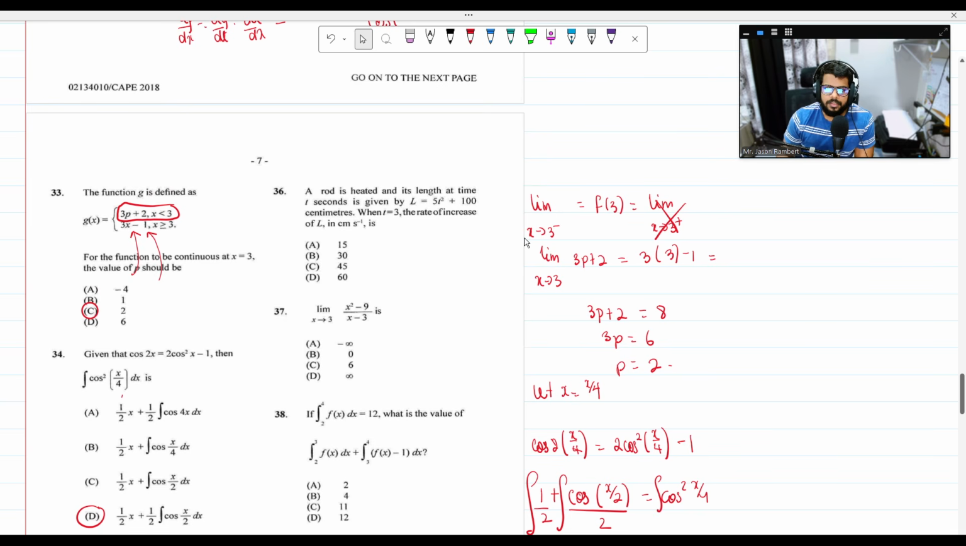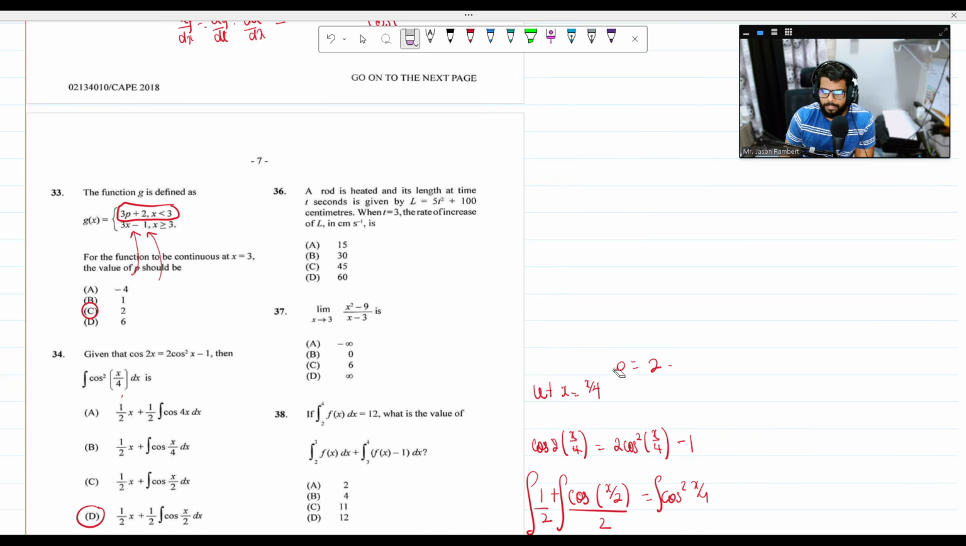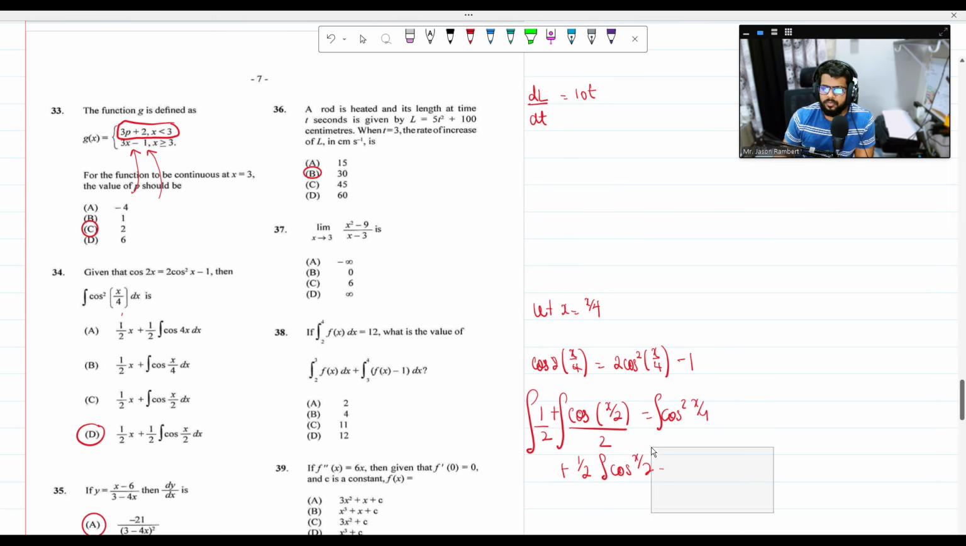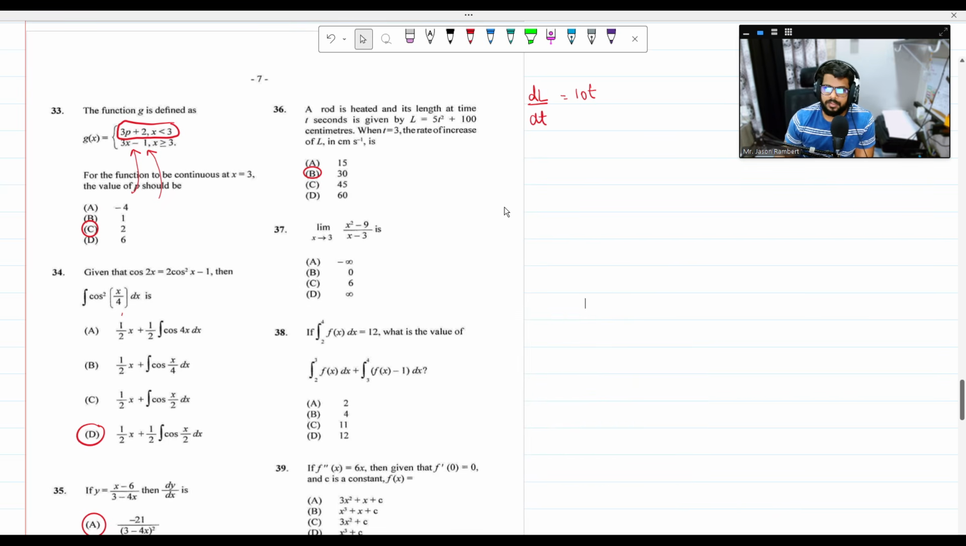A rod is heated and its length at time t seconds is given by L is equal to 5t squared plus 100. So L is in terms of t. When t is equal to 3, the rate of increase of L. So we want the rate of increase of L, which is dL/dt. That is just 10t. When t is 3, that's 30. That's all we needed for the question, dL/dt.